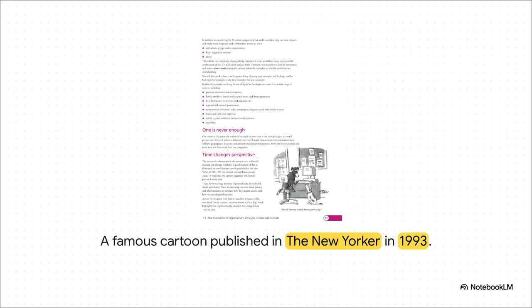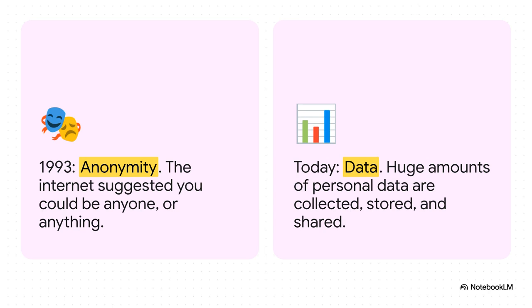You might recognize this iconic cartoon from The New Yorker, all the way back in 1993. The caption, "On the internet, nobody knows you're a dog." And honestly, that just perfectly captured the whole vibe of the early internet, right? It was this place for anonymity, for freedom. You could pretty much be whoever you wanted to be. But let's be real, the internet of 1993 feels like a completely different planet compared to what we have today.